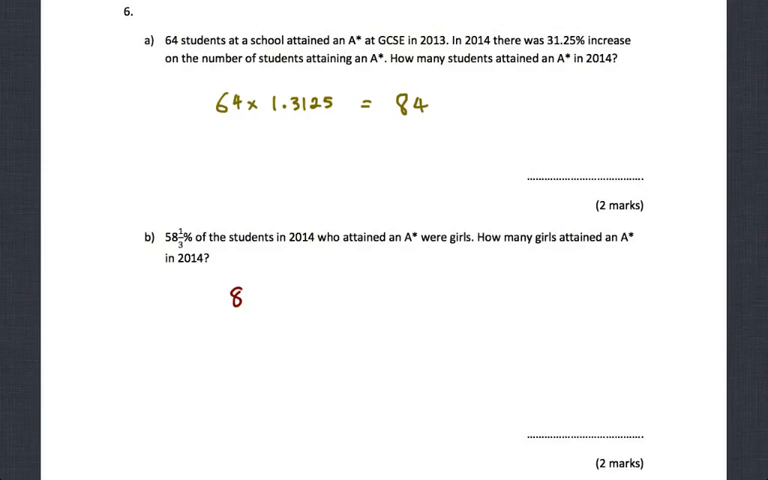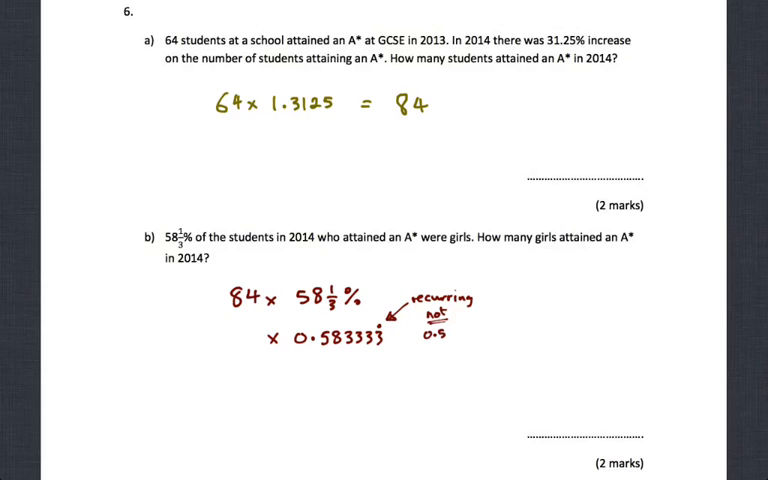Now it says that 58 1/3% of the students in 2014 who attained an A-star were girls. So we're going to do 84 times by 58 1/3%. Well, timesing by 58 1/3% is the same as timesing by 0.58333333333333 recurring. You can find this recurring symbol on some of your calculators. You might want to see if you can work out where it is. Otherwise, if you just write enough 3's, you should get the correct answer.